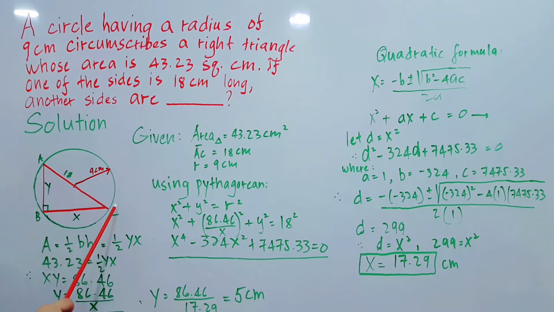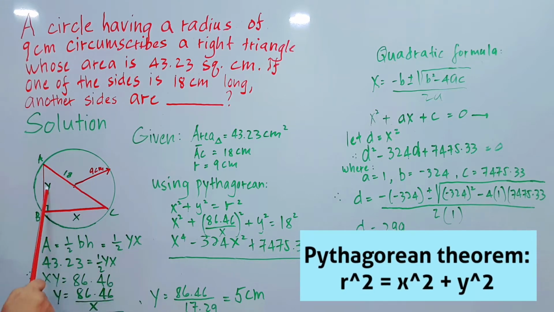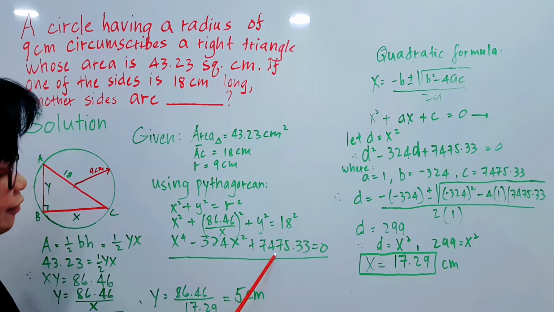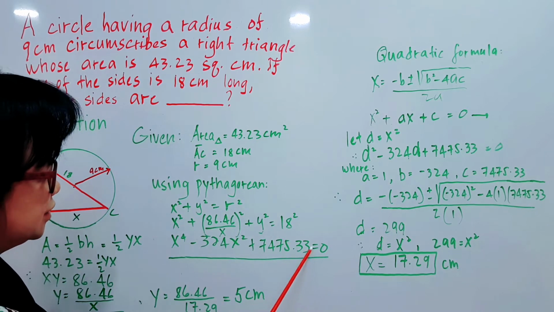Because this is a right triangle, we can use the Pythagorean theorem which states that x squared plus y squared is equal to r squared. So, here, r is 18, with x and y. Substituting the value of r, which is 18, and y, which is 86.46 over x, will result to this equation, which is x to the 4th power minus 324x squared plus 7475.33 is equal to 0.